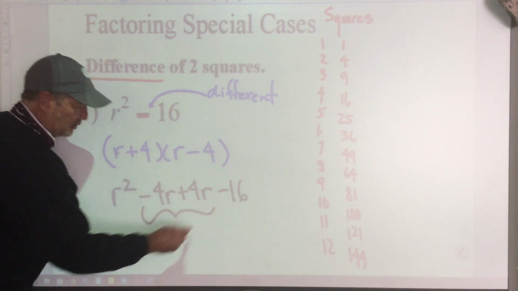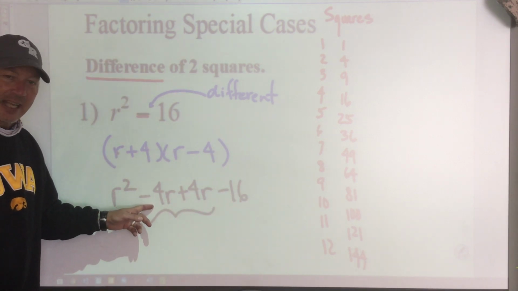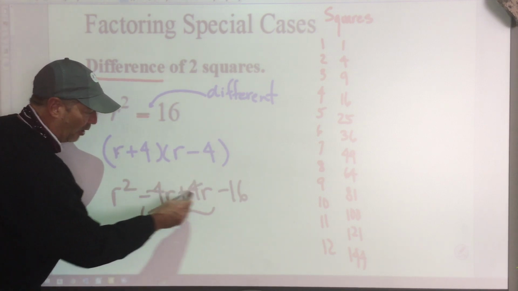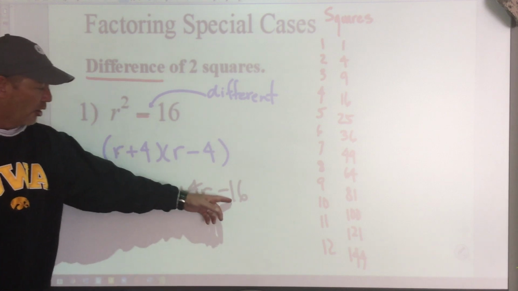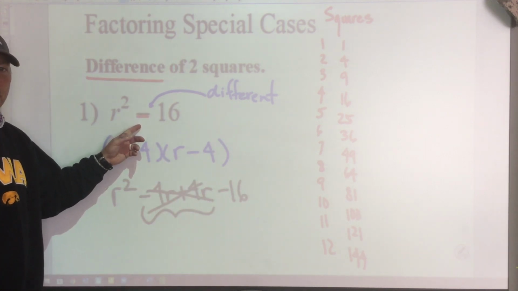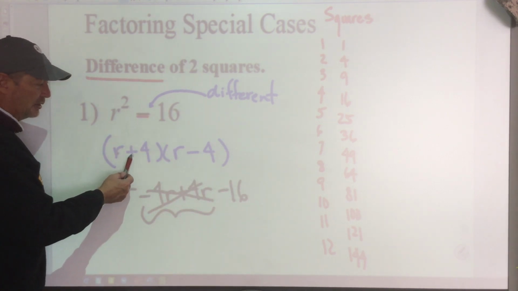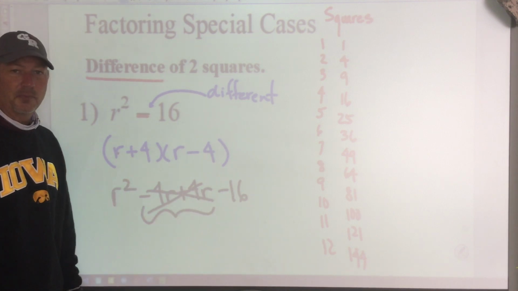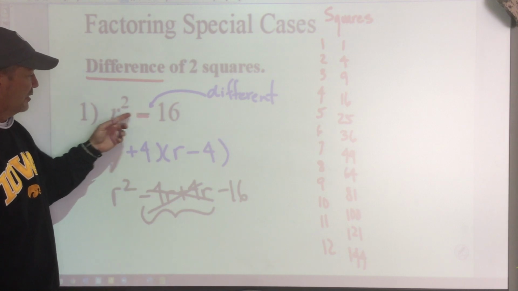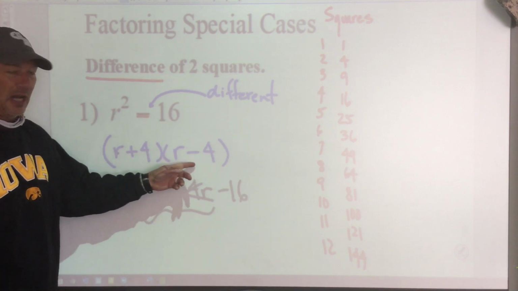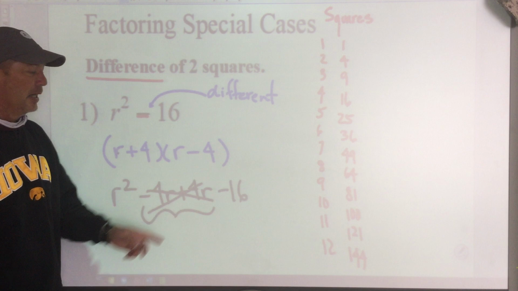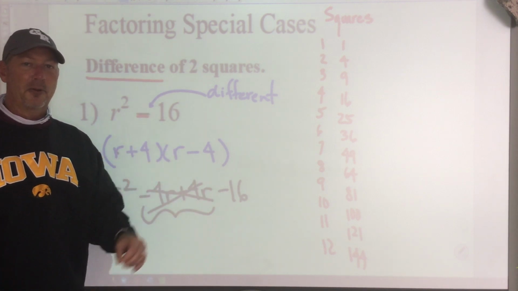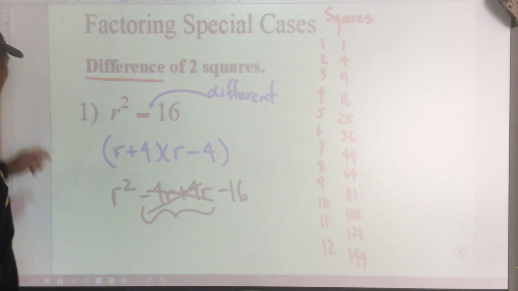But look what happens in these middle terms. You have a negative 4r and a positive 4r. These would cancel each other out. That's why we're left with r squared minus 16. So one has to be plus, one has to be minus, so we can cancel these out. Got it? So again, this is the difference of 2 squares, meaning your signs are going to be different, okay? And then you try to break down the back end, the last term, as the same number. Okay, let's go to another problem.